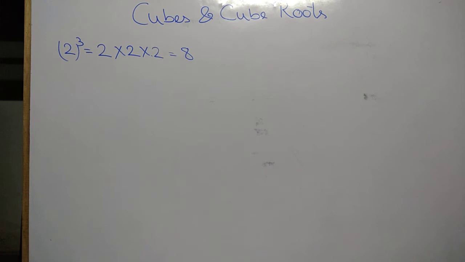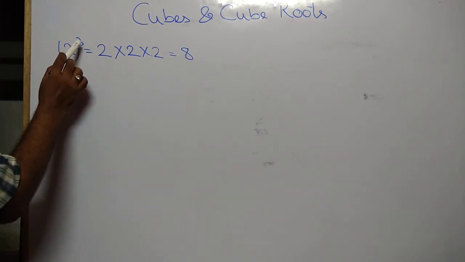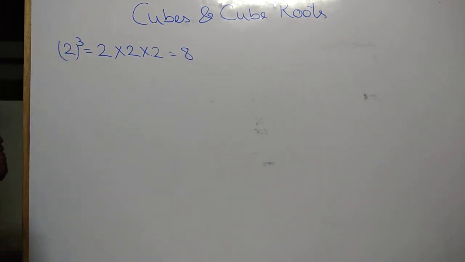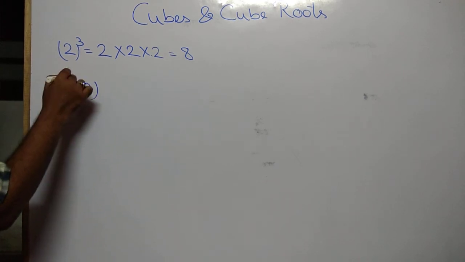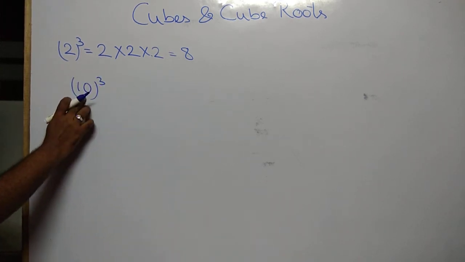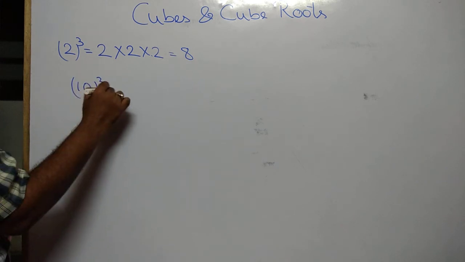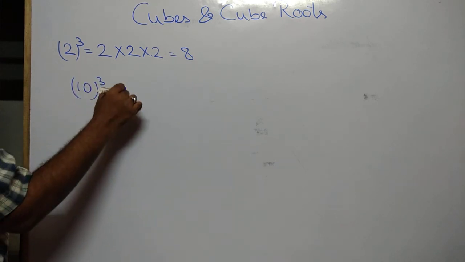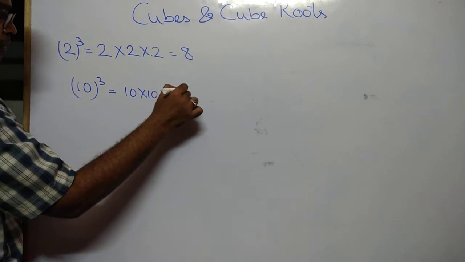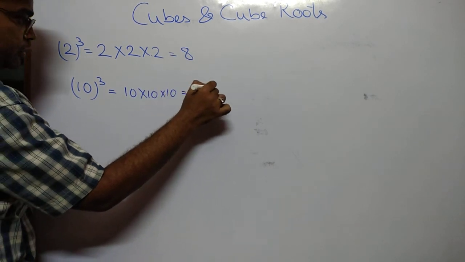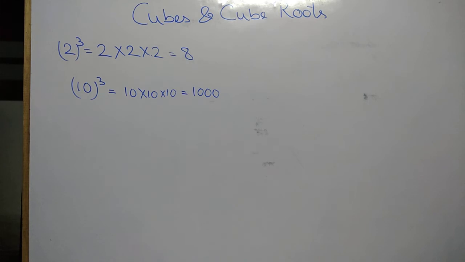Remember, in the case of a cube, we have the power raised to 3. For example, if I say 10 to the power 3, what does it mean? It means 10 cubed, not 10 to the power 10. It means 10 multiplied by 10 multiplied by 10, and it is 1000. So this is the concept of cube. Hope this one is clear. Move to some more properties of cubes.